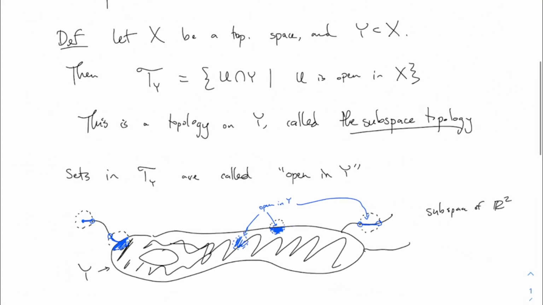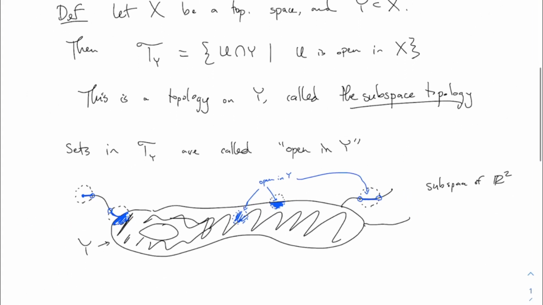All right. Any questions about that? They are weird, slightly weird, I suppose. They are more or less like balls from R2, but they are intersected with Y every time. Those are the neighborhoods in Y with the subspace topology.